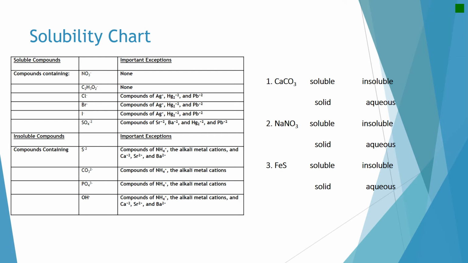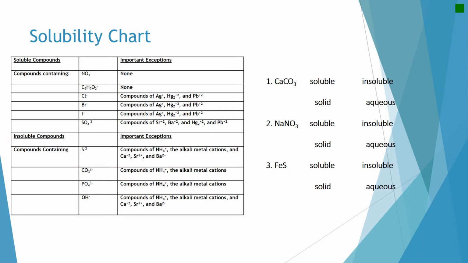Is it soluble or insoluble? So you're going to find carbonate, which is right down here. It is typically insoluble, except when it's paired up with ammonium or an alkali metal cation. Is calcium an alkali metal cation? No, it's an alkaline earth metal, so it is not an exception, so it's going to follow the rule, which means it is insoluble. By definition, if it is insoluble, I am saying that it is a solid.